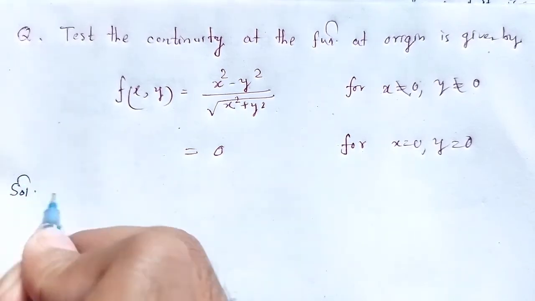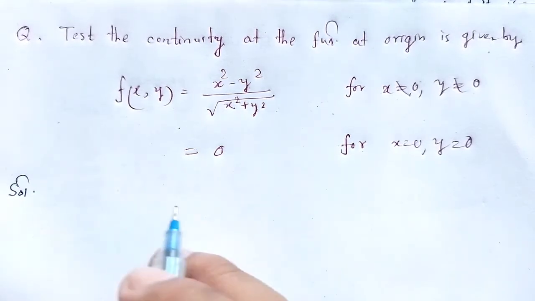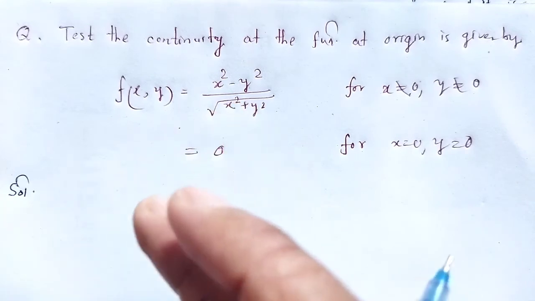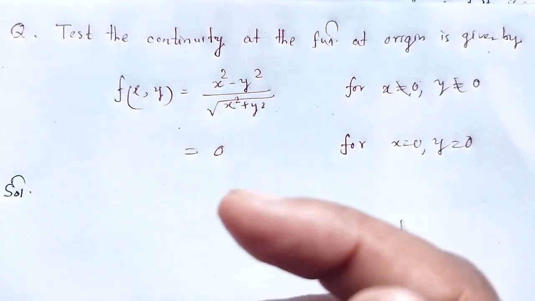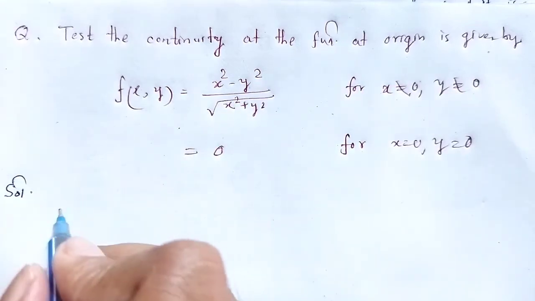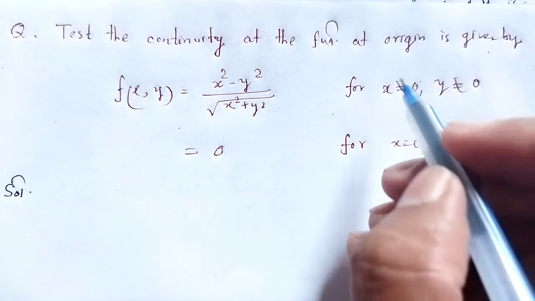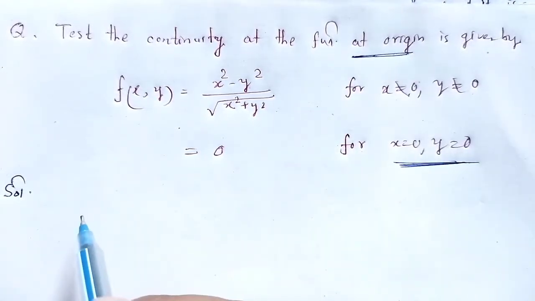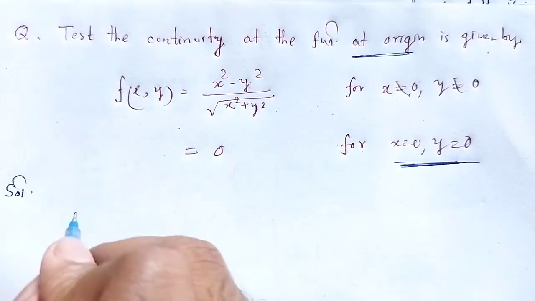First of all, we calculate the limit as x tends to 0 and then y tends to 0, and finally along the line. Then we can say whether the function is continuous or not at the given point, that is at the origin.